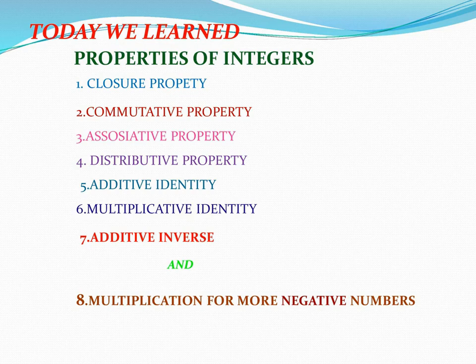Okay students, now recall what we learned in today's session. Properties of integers. Which properties did you learn? Closure property, commutative property, associative property, distributive property, additive identity, multiplicative identity, and additive inverse. And we also learned one concept, that is multiplication of more negative numbers.